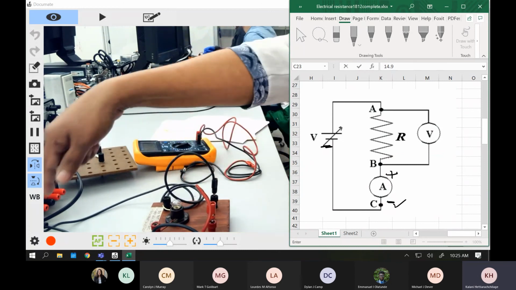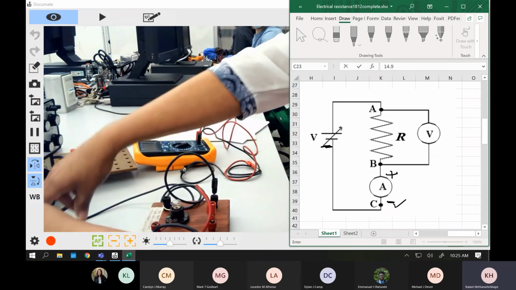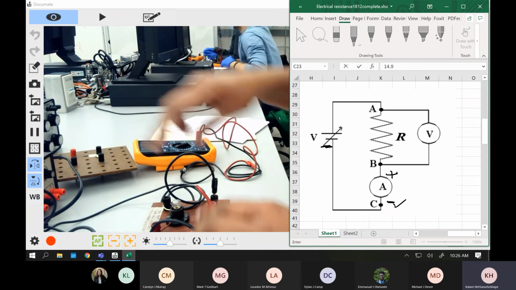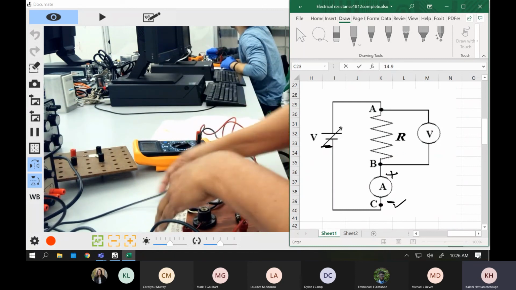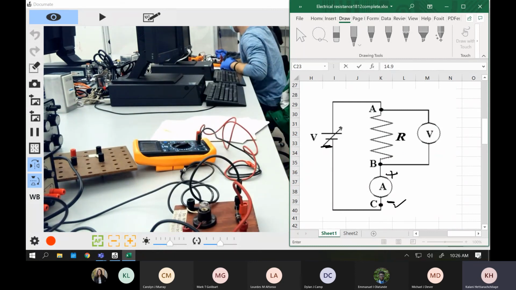So now you will see it is a kind of single loop. Your current goes to your ammeter, then goes to the resistor, and then it goes back to your power supply.